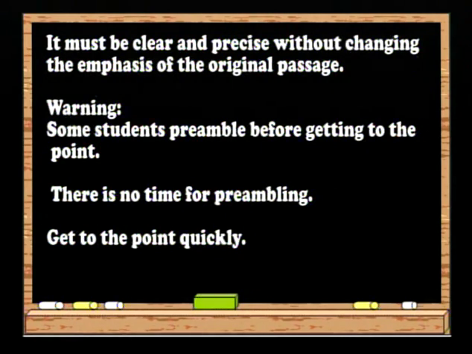Warning: some students preamble before getting to the point. There is no need for preambling. Get to the point quickly.